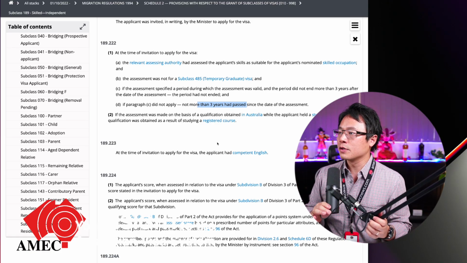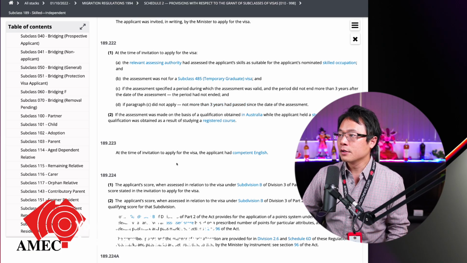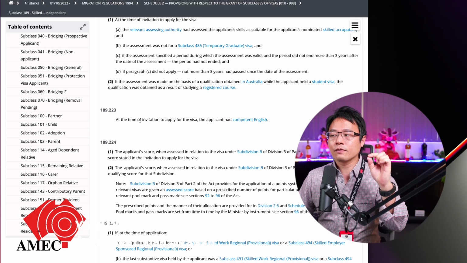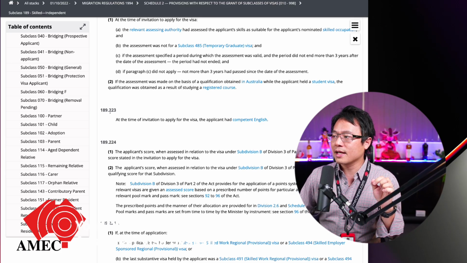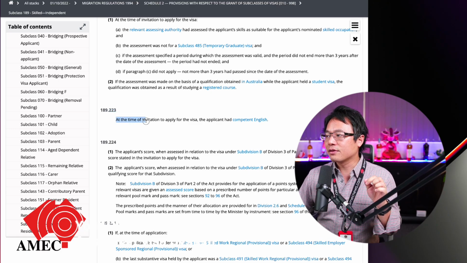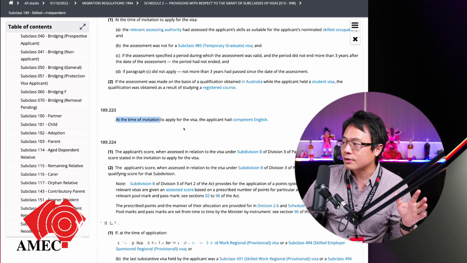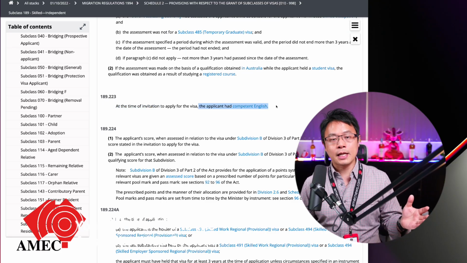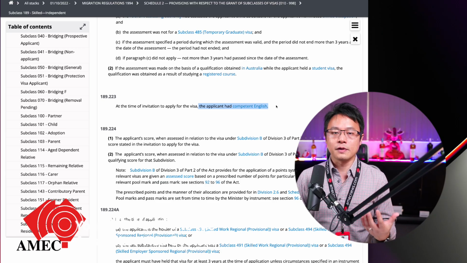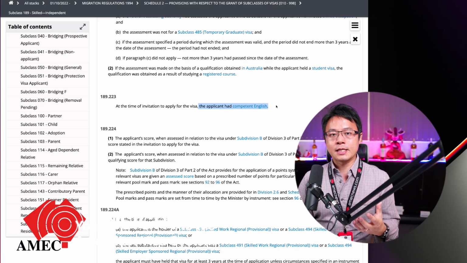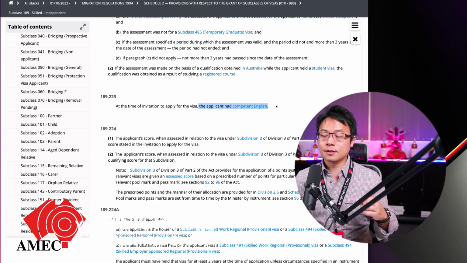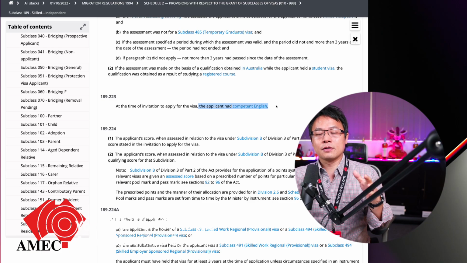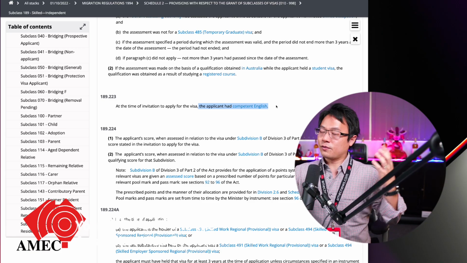Now further onwards, if we go further down, you will see the regulation continue to use these kind of phrases. So clause 189.223, it says at the time of invitation, and you have a competent English. So what does that mean? So again, we go into the scenario. Today is the 13th of October 2022. I got invited with the occupation accountant. Now in my EOI, I claim that I have IELTS 7777. Right, I did have it.